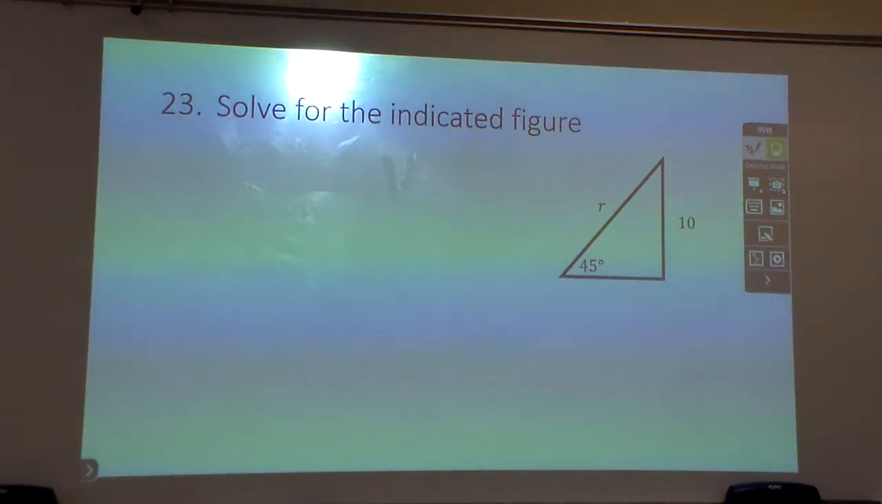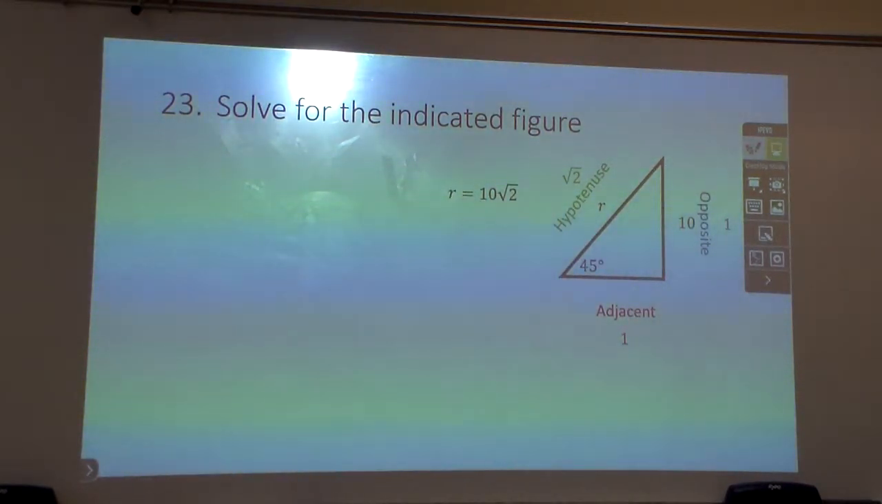Okay. 23 is kind of the same thing, except it's a 45, 45, 90. So if I label my sides, on a 45, 45, 90, remember they're 1, 1, and what? Square root of 2. Well, if I'm given a short side to go to the hypotenuse, all I got to do is multiply by square root of 2. So that's the best answer right there, 10 square roots of 2.